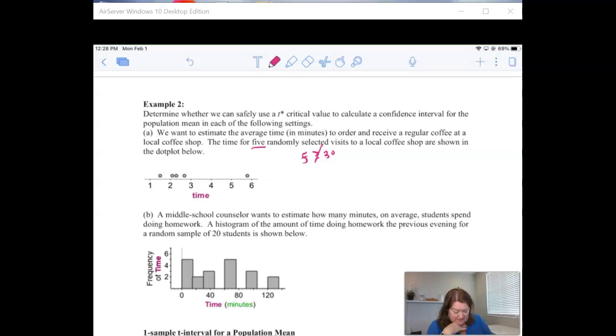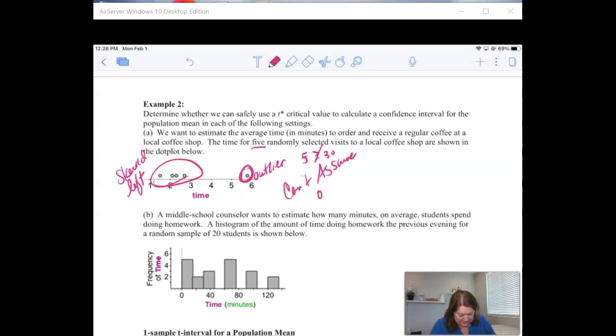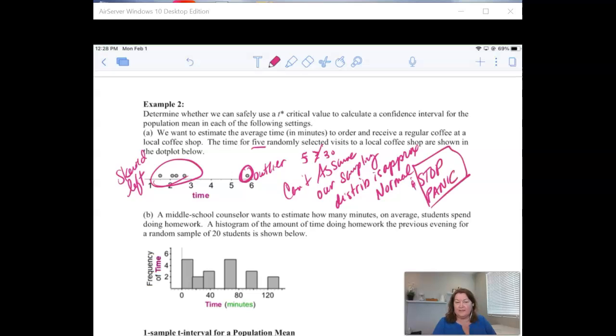And what do I notice about the dot plot? Right away, I should be noticing that there is an outlier over here at 6, and that it is basically skewed left because everything else is on the left. So on this one, we would say that because we can't assume it's normal, we can't assume our sampling distribution is approximately normal, and we basically have to stop the problem. So stop doing the confidence interval at that point.